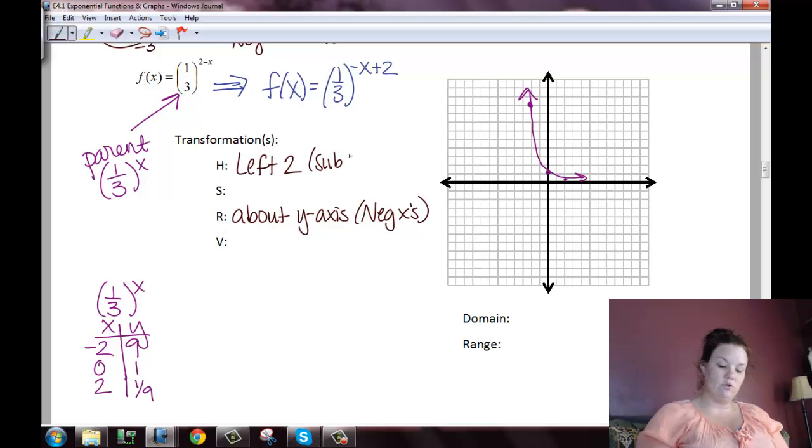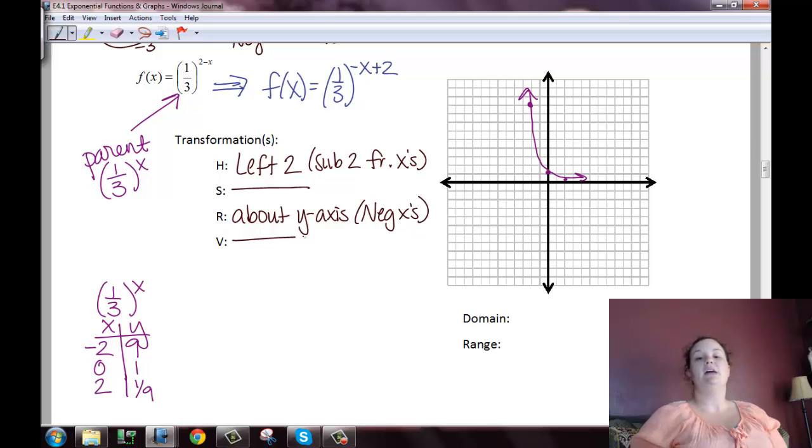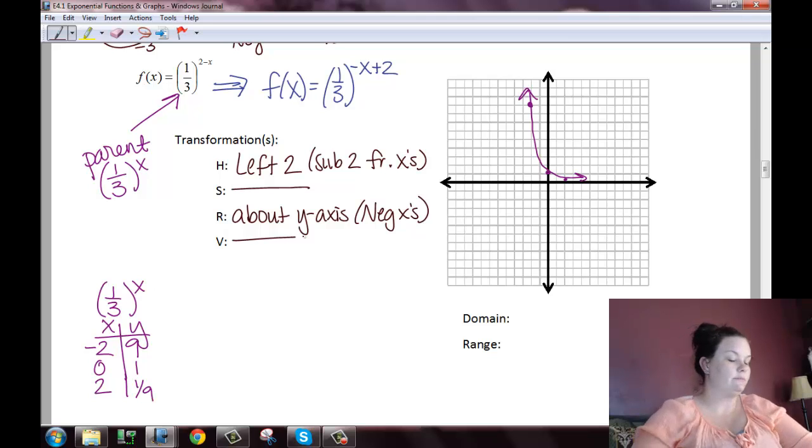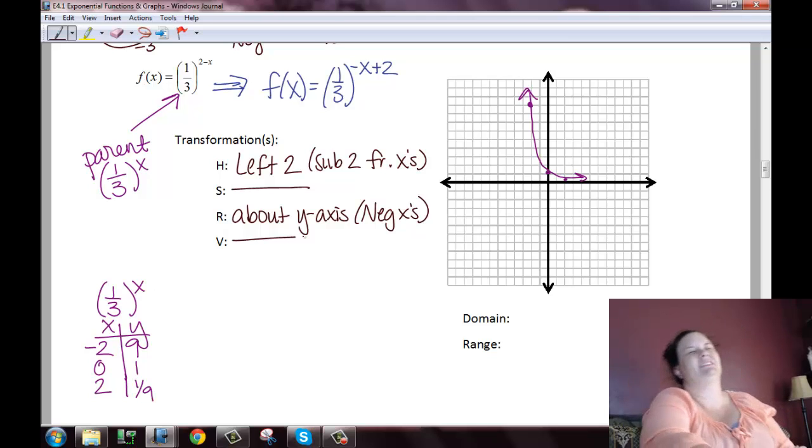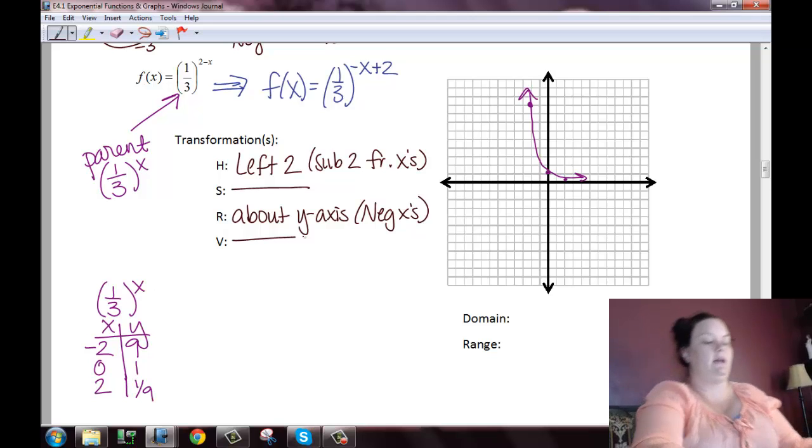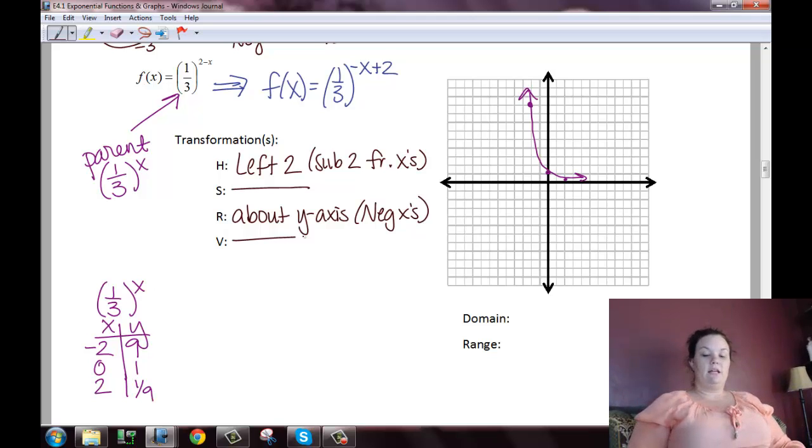So I'm going to subtract 2 from the x's. There's no stretching or compressing because there's no multiplication, and there's no addition or subtraction outside the exponent, so there's no vertical shifts. Okay. So let's go ahead and transform these with xy tables.